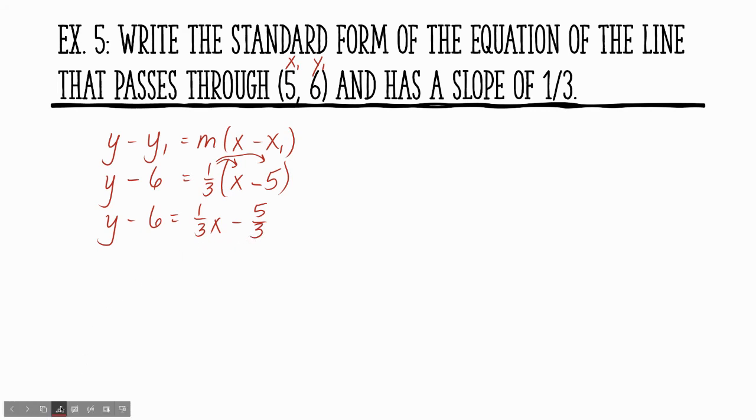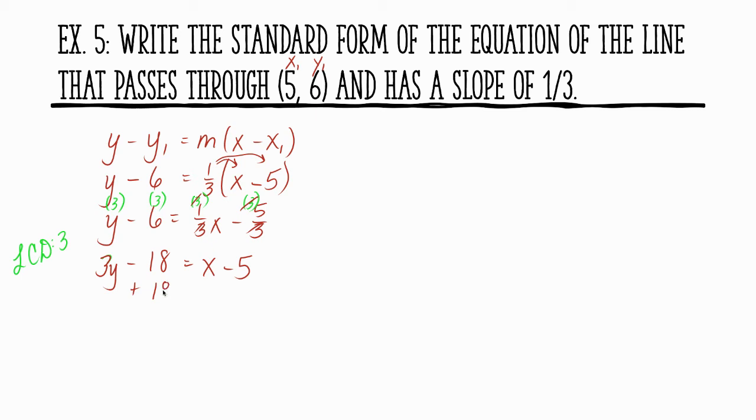Okay, so I've got two fractions that I need to get rid of. So I need to find the LCD, and the LCD of these two fractions is going to be 3. So I multiply every term in this equation by 3. Okay, so this becomes 3y minus 18 equals, these will cancel and you're left with x. These will cancel and you're left with minus 5. I'm going to bring my like terms together. So this is 3y equals x plus 13.